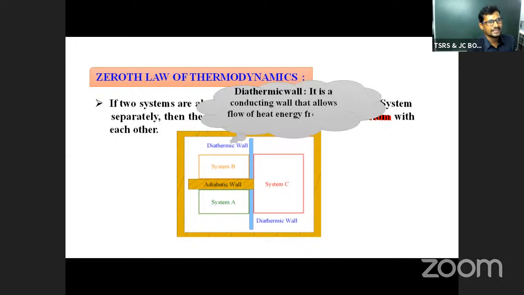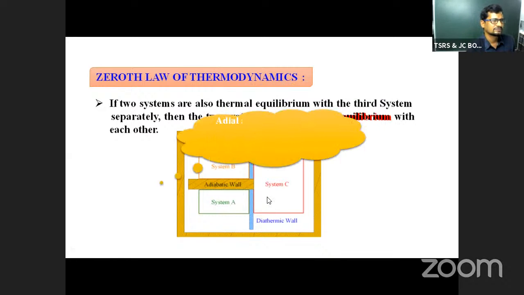Diathermic wall is a conducting wall that allows flow of heat energy from one system to another system. Adiabatic wall: here A and B are separated by an adiabatic wall. It is an insulating wall that does not allow flow of heat energy from one system to another. Means this adiabatic wall does not allow heat to transfer from A to B.